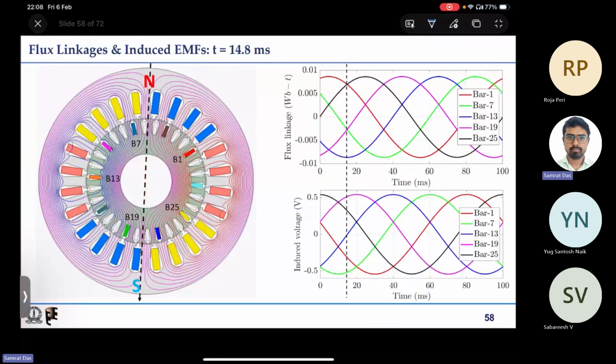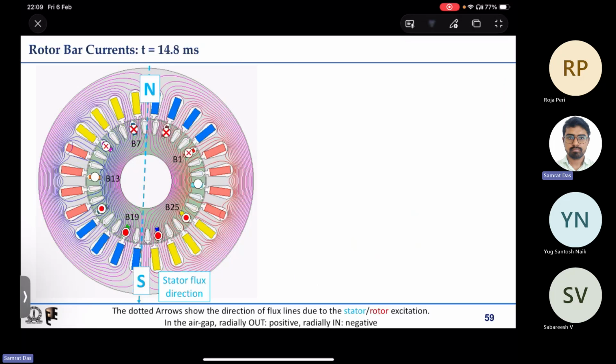Now the same thing can be seen at about 15 millisecond, that is 14.8 millisecond what I am showing here, because I have done simulations at discrete time steps, so I did not do 15 millisecond, that is why I have to stick to 14.8 millisecond. So the field direction is like this, the direction is downward. So south and north pole appropriately, accordingly we have flux linkages of the different bars, induced EMF of the different bars.